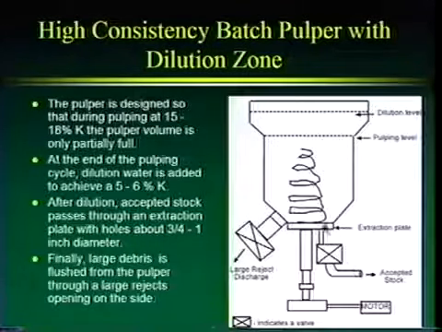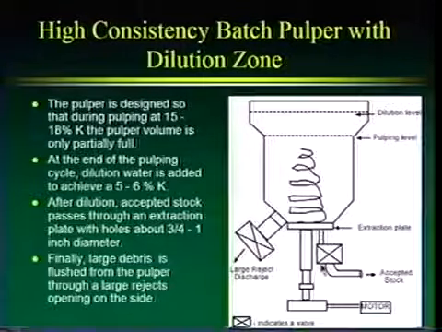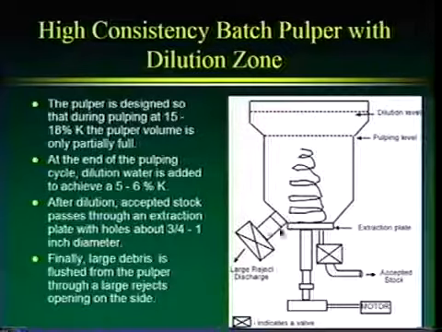Now, this extraction plate with the holes is going to block the large debris that will remain in the bottom of the pulper. And when we're done extracting all of the pulp that we can, and the level's gone down, now we're just left with large debris here. This valve will close, this valve right here will open, and the large rejects will be discharged out this valve here. So that's one of the ways to remove debris in a high consistency batch pulper, called with a dilution zone.